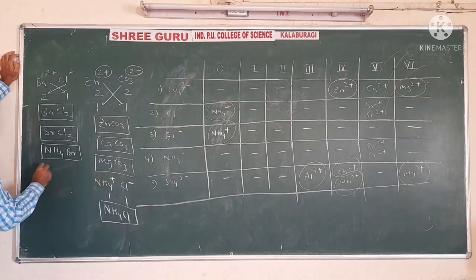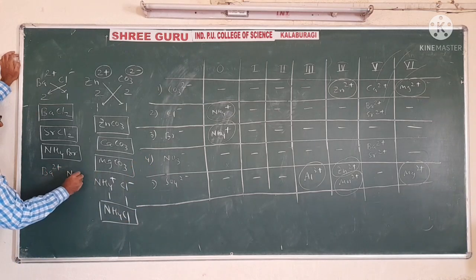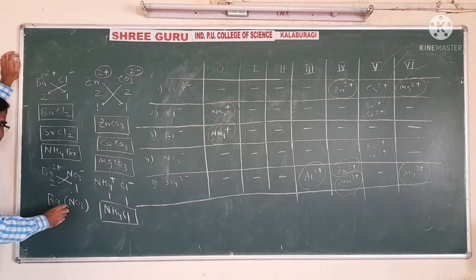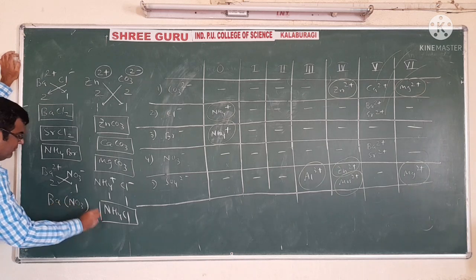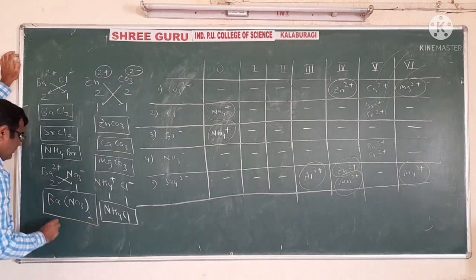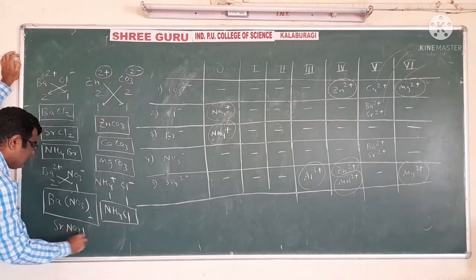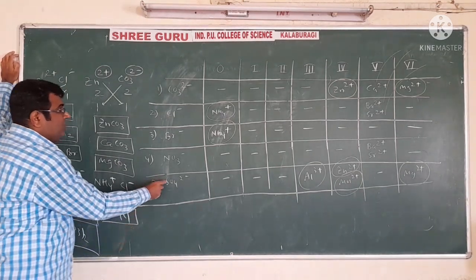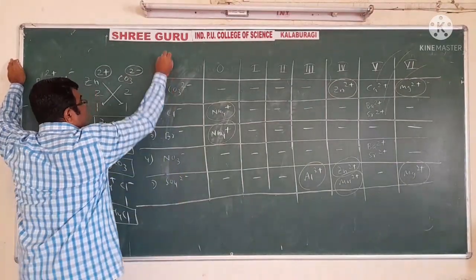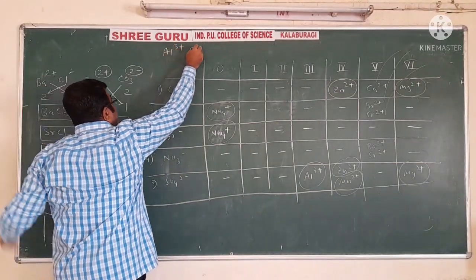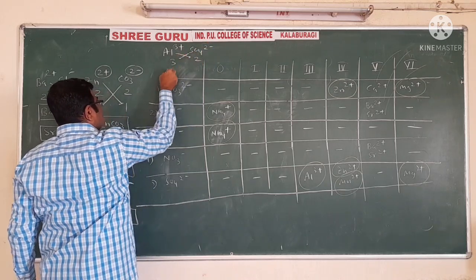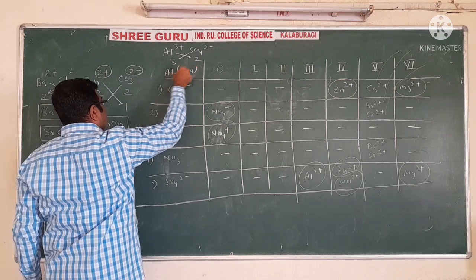Nitrate, barium +2. Nitrate is -1. 2, 1, crisscross this. Barium, we are writing in bracket because it's polyatomic. Polyatomic means more than 2 atoms are there. Barium nitrate. The same thing with strontium nitrate also. Then what about the aluminum sulfate? Many students get it wrong. Al is +3, SO4 is -2. This is 3 and 2. Crisscross is Al2, SO4 thrice.